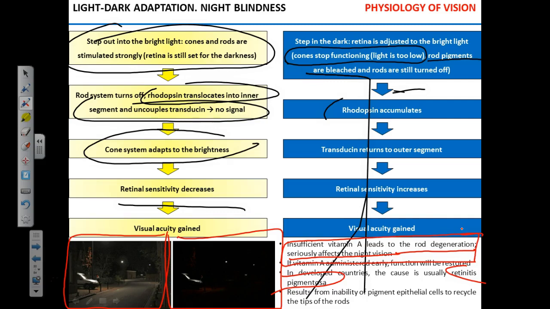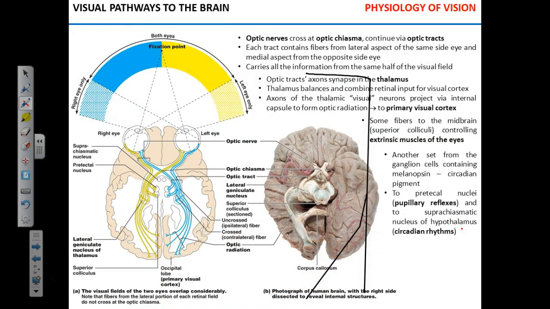Make sense? Small factoid, that same disease in Russian is called not night blindness, but chicken blindness. No idea. Chicken blindness. Okay.